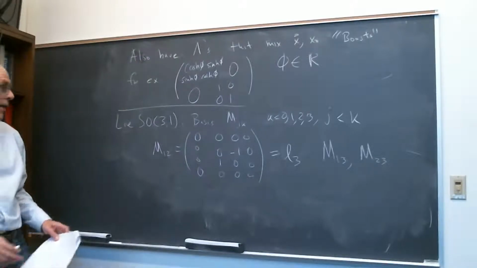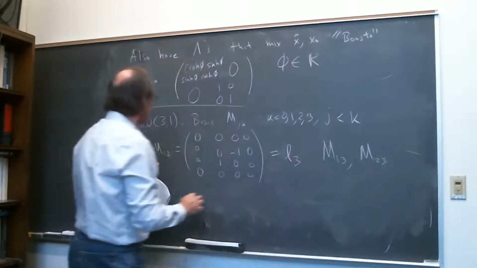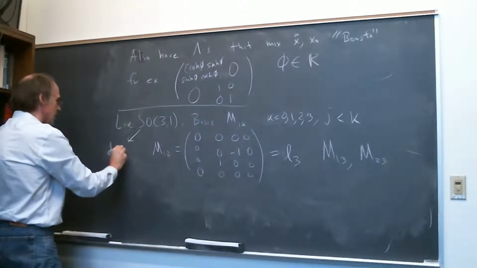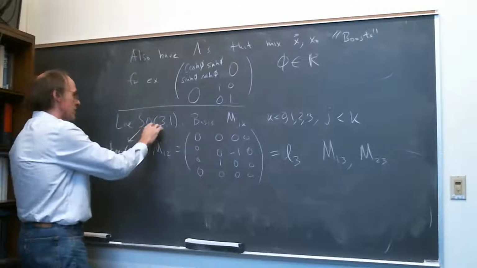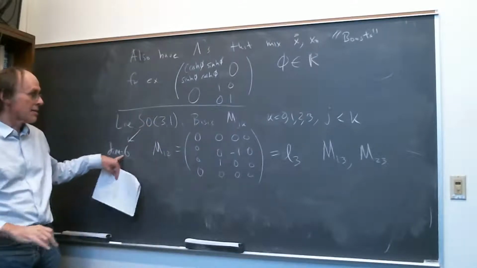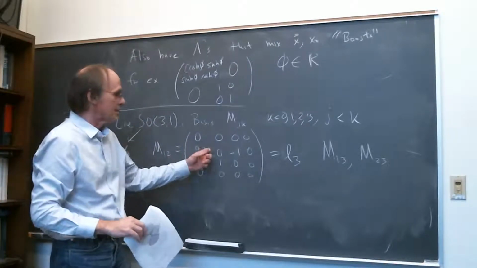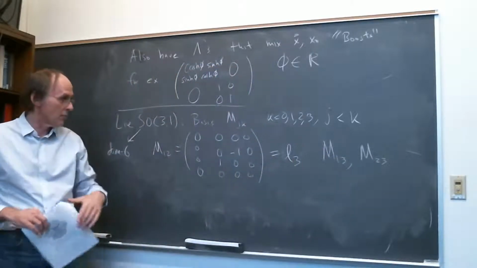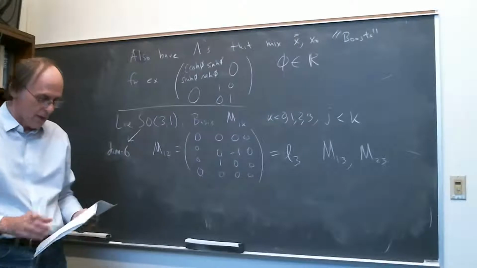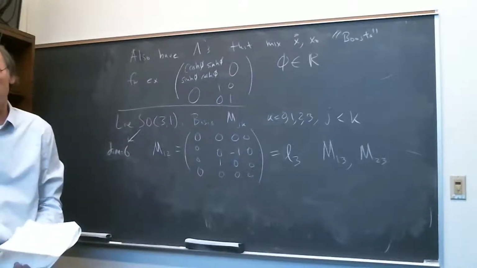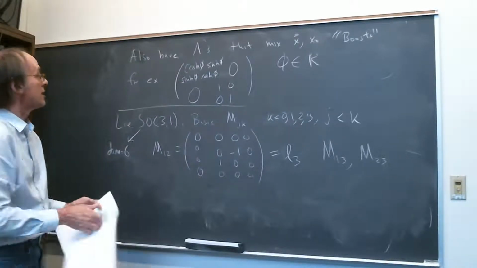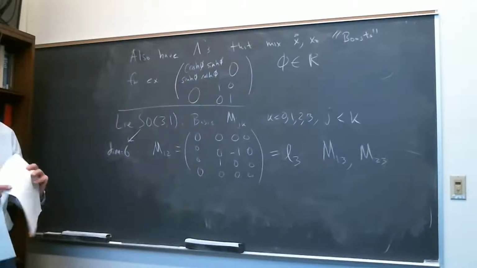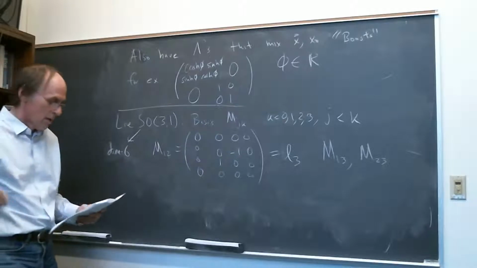So this has dimension 6. It is a real vector space of dimension 6. Three of its basis elements are just the usual ones for that SO(3) subgroup. But then you also have 3 more, which are the things that you exponentiate to get the boosts.